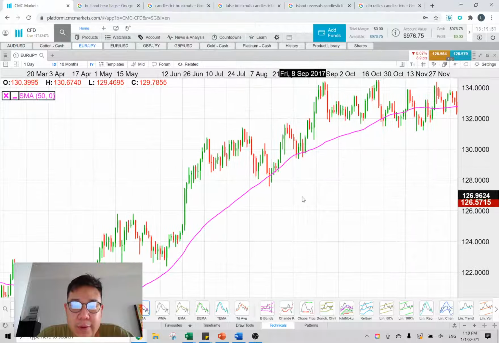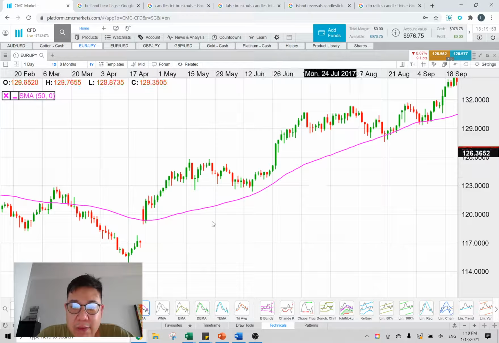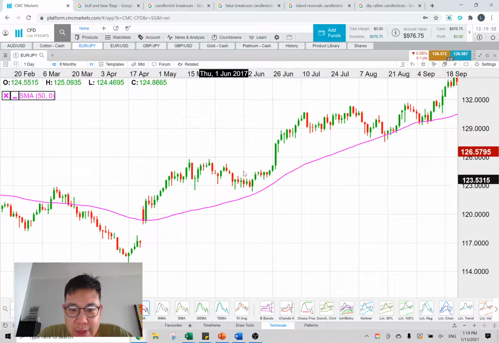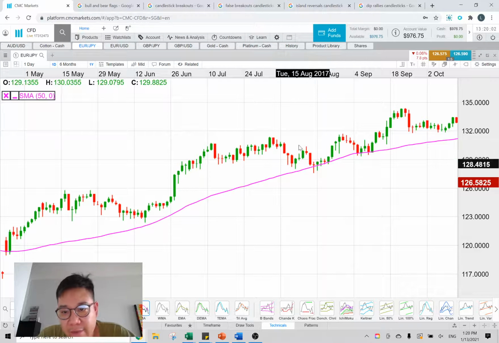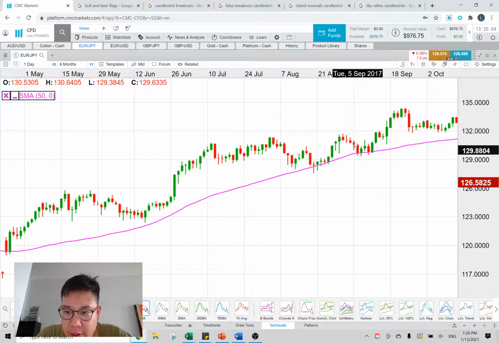I'll show you some bull flags. Bull flag, normally this is the uptrend, right? So this one, there isn't really much of a bull flag, it's a bit too messy around here. So this one will not really be a bull flag, but over here, this is a better one.